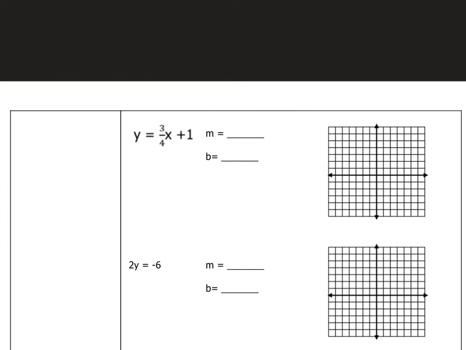Okay, so this next one is in slope-intercept form. However, we are working with a fraction. So we're just going to treat this one a little differently. So for our slope, we have 3/4, and that means that we are going to rise 3 points on the graph and then run 4 points on the graph. So we're going to go up 3 since it's a +3, and then to the right 4.